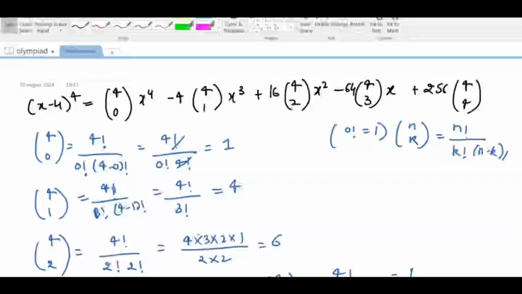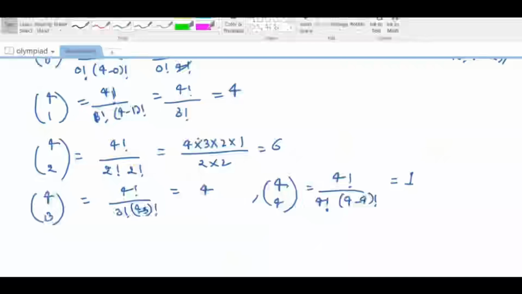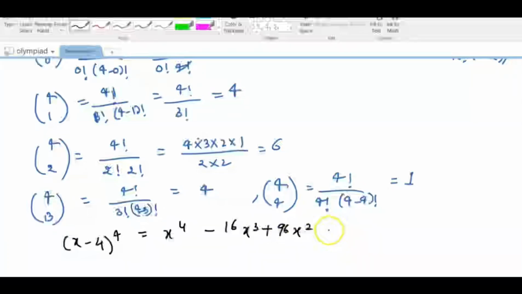So on substituting these values into this equation, the expansion of (x minus 4) to the power 4 will be: (x minus 4) to the power 4 is equal to x to the power 4 minus 16x cube plus 96x square minus 256x plus 256. This is what you get.